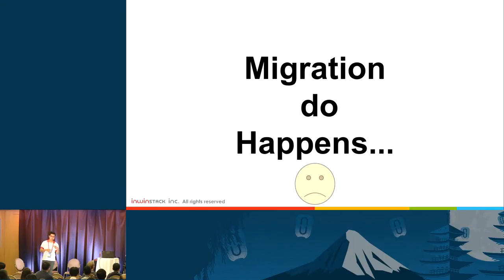And there are more advantages of stacks, like migrations. Migrations do happen no matter what. We're not just talking about big migrations for the entire OpenStack. We're talking about maybe a small migration, like a user who is not there anymore, he's resigned, and those resources he created need to be pulled back or transferred to others. And how are you going to do that?